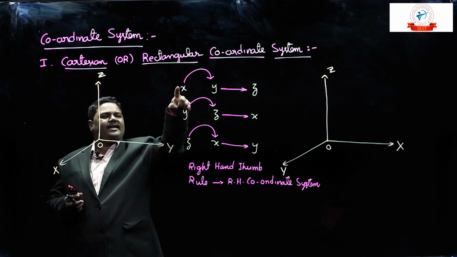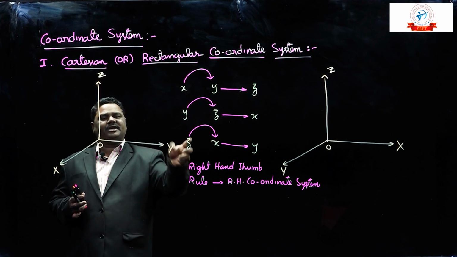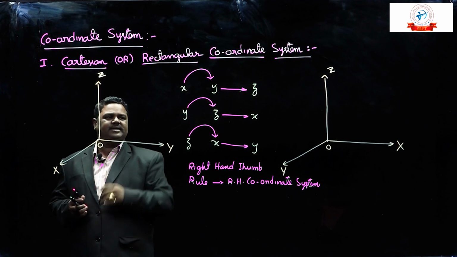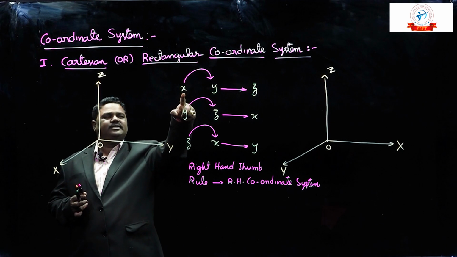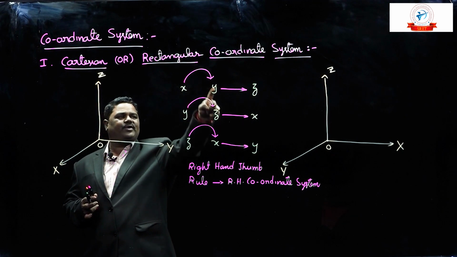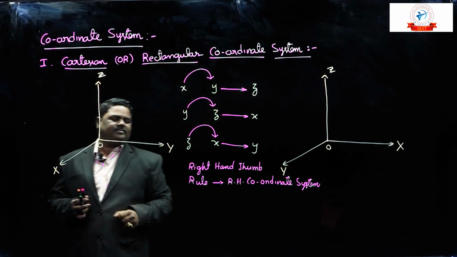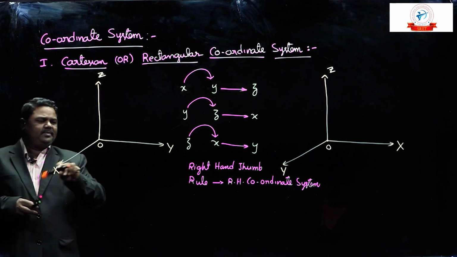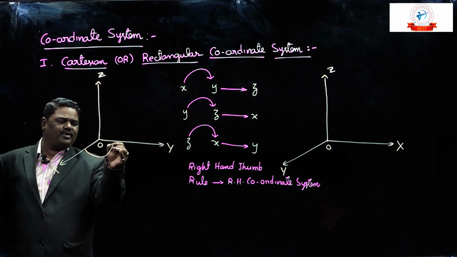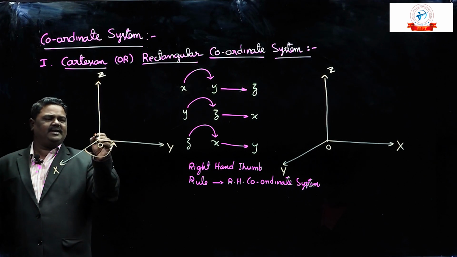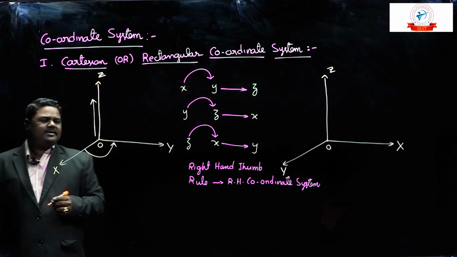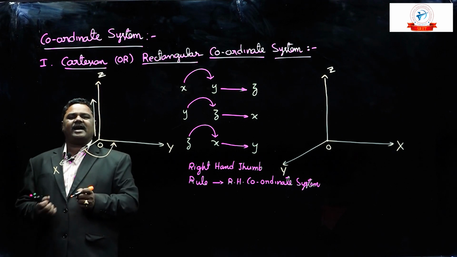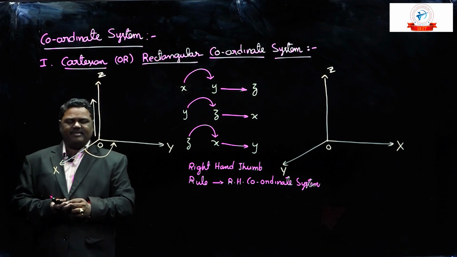Let us consider any one of these conditions and check it with these two diagrams. I would like to consider the first one. In the first case, x to y rotation should indicate the z direction. I show the same thing here. x to y rotation should indicate the z direction. Now, this is satisfied with the help of the right hand thumb or left hand thumb. Let me verify here.